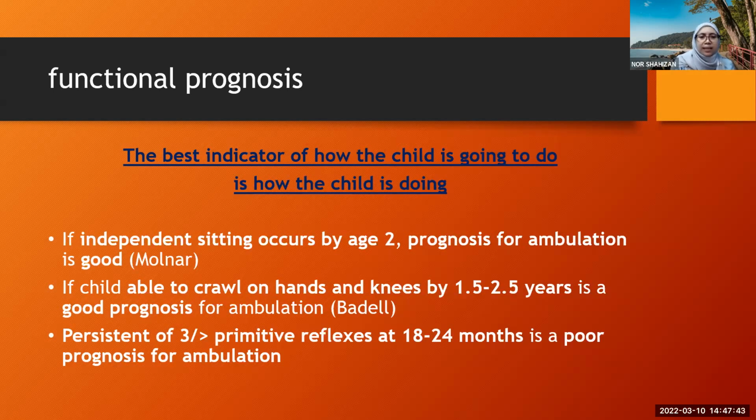So you have to understand that. What are primitive reflexes? Can anybody answer that? Anybody want to answer? What is primitive reflexes? They are motor reflexes, normal reflexes present during infant life that should resolve or go away, and should not persist after infancy.